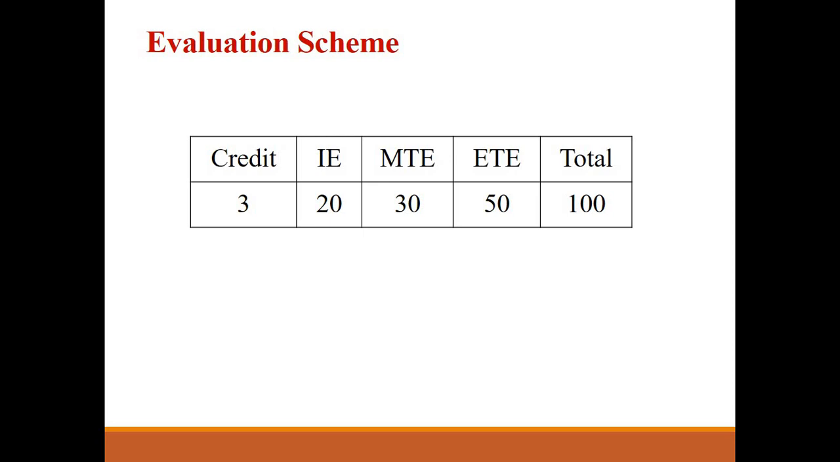Let me elaborate here the evaluation scheme also. Each of the open electives which we are offering you will have this evaluation scheme. Each open elective will have 3 credits for that particular semester, and the entire evaluation will be divided into these 3 parts: IE, MT and ET. So we will have internal evaluation for 20 marks, mid-term evaluation for 30 marks and end-term evaluation for 50 marks. Total 100 marks will be there for each open elective course.